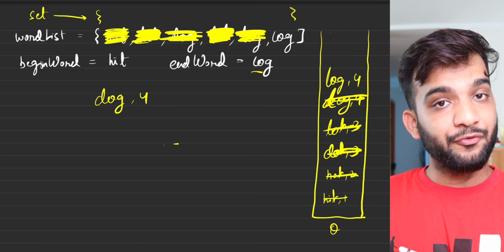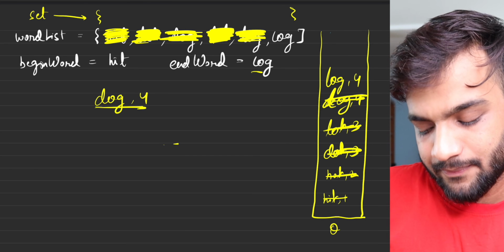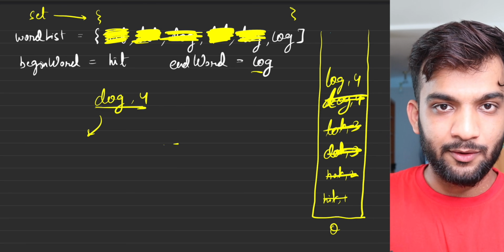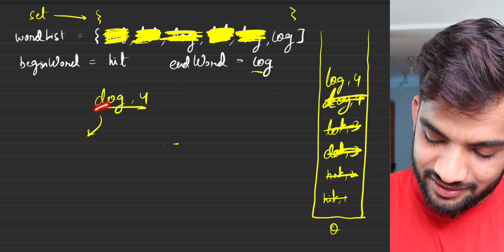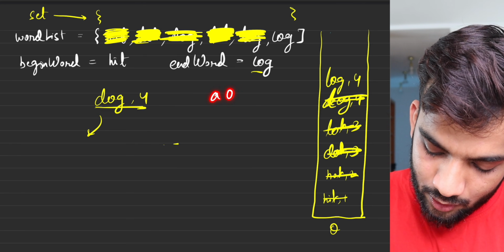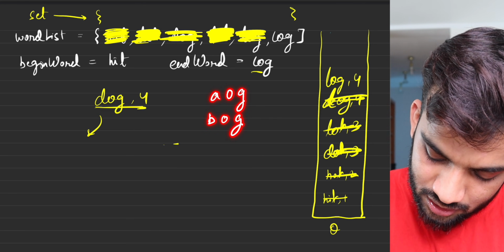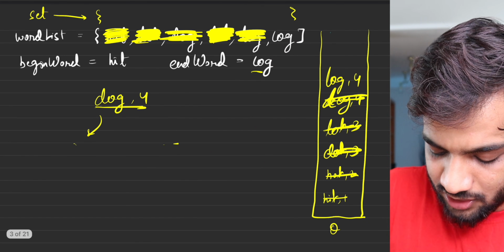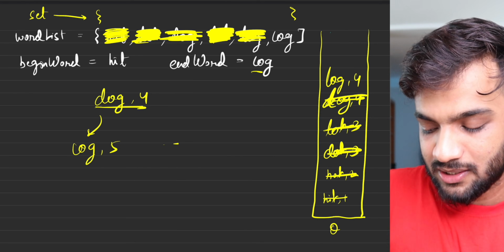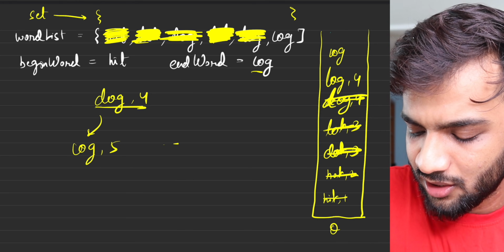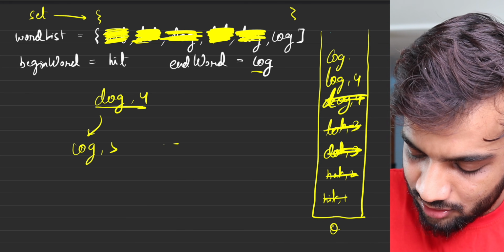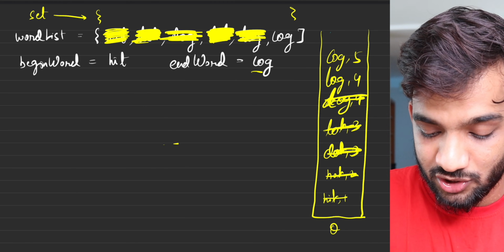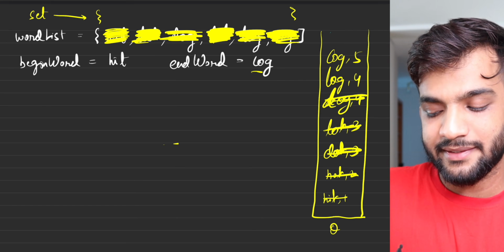Next, dog of 4. Dog of 4. So as of now, can I say, if this is dog of 4, thereby, when I try to change this D, it will be like AOG, BOG, COG, and we see COG is present here. So we insert COG with a 5 step. You can stop over here, but I generally do not. I just want to explain you. So COG 5 is there. Done. COG is removed.